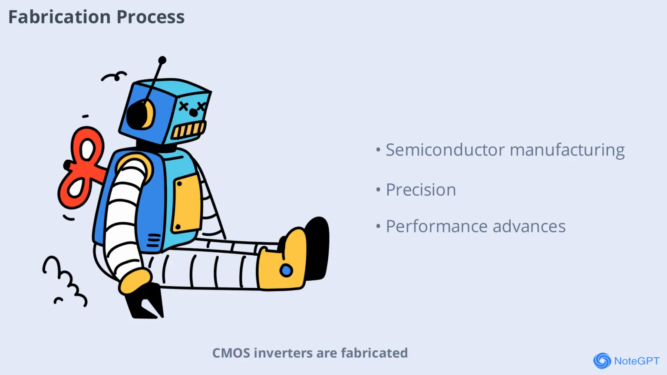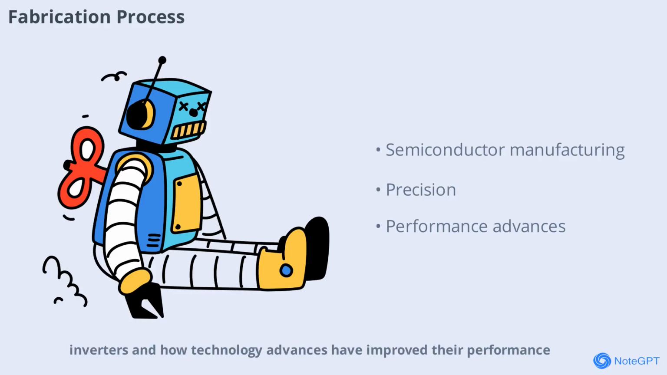CMOS inverters are fabricated using advanced semiconductor manufacturing techniques. The process involves creating layers of metal, oxide, and semiconductor materials to form the MOSFETs. Precision and cleanliness are vital to ensure reliable operation. We'll discuss the steps involved in fabricating CMOS inverters and how technology advances have improved their performance.